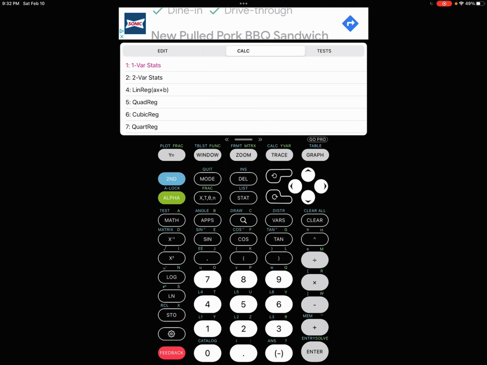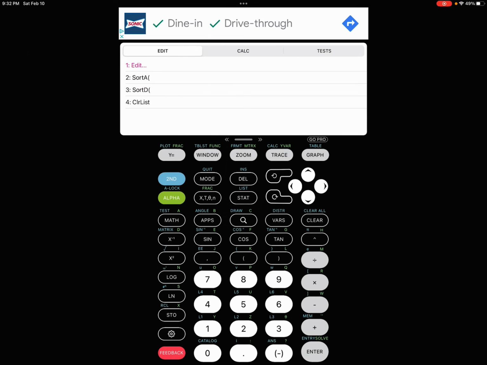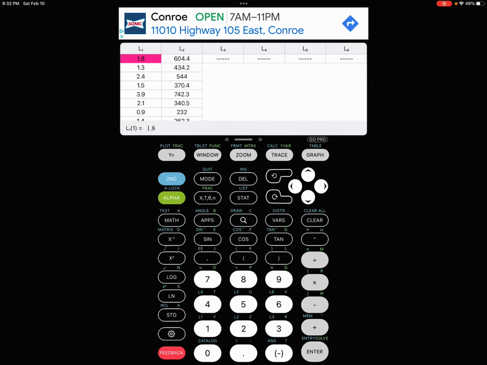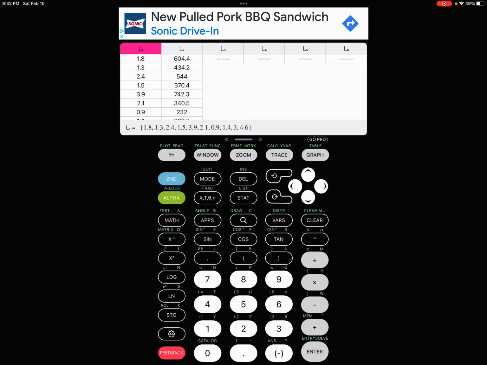And then I have edit, calculate, and tests. Your arrow moves between them. So I want to pick number 1 for edit. And here you see what's in my calculator. That's what was last left in this calculator the last time I used it. So to clear the data, very, very careful. I'm going to go up to where L1 is highlighted, and I'm going to hit clear. Do not delete data, we clear data.